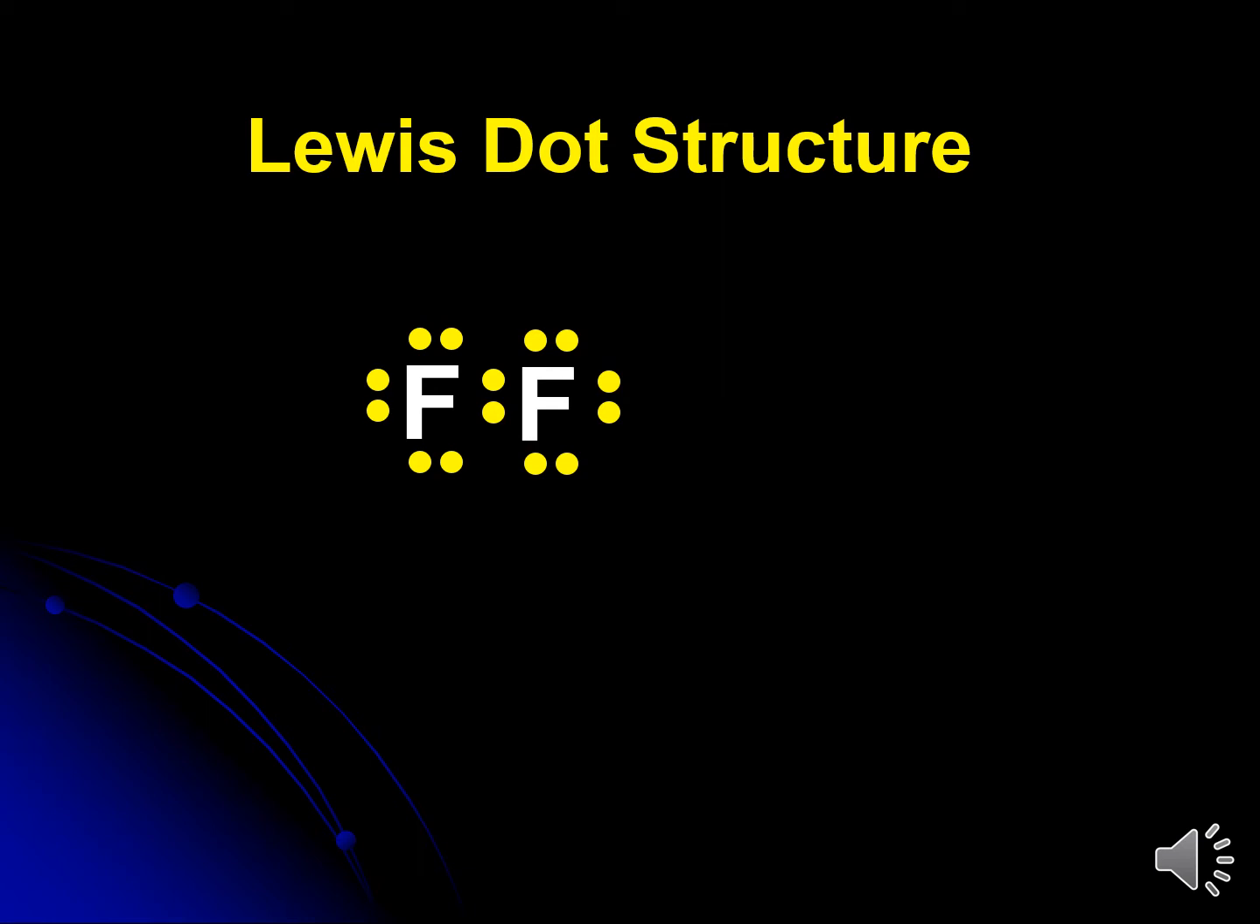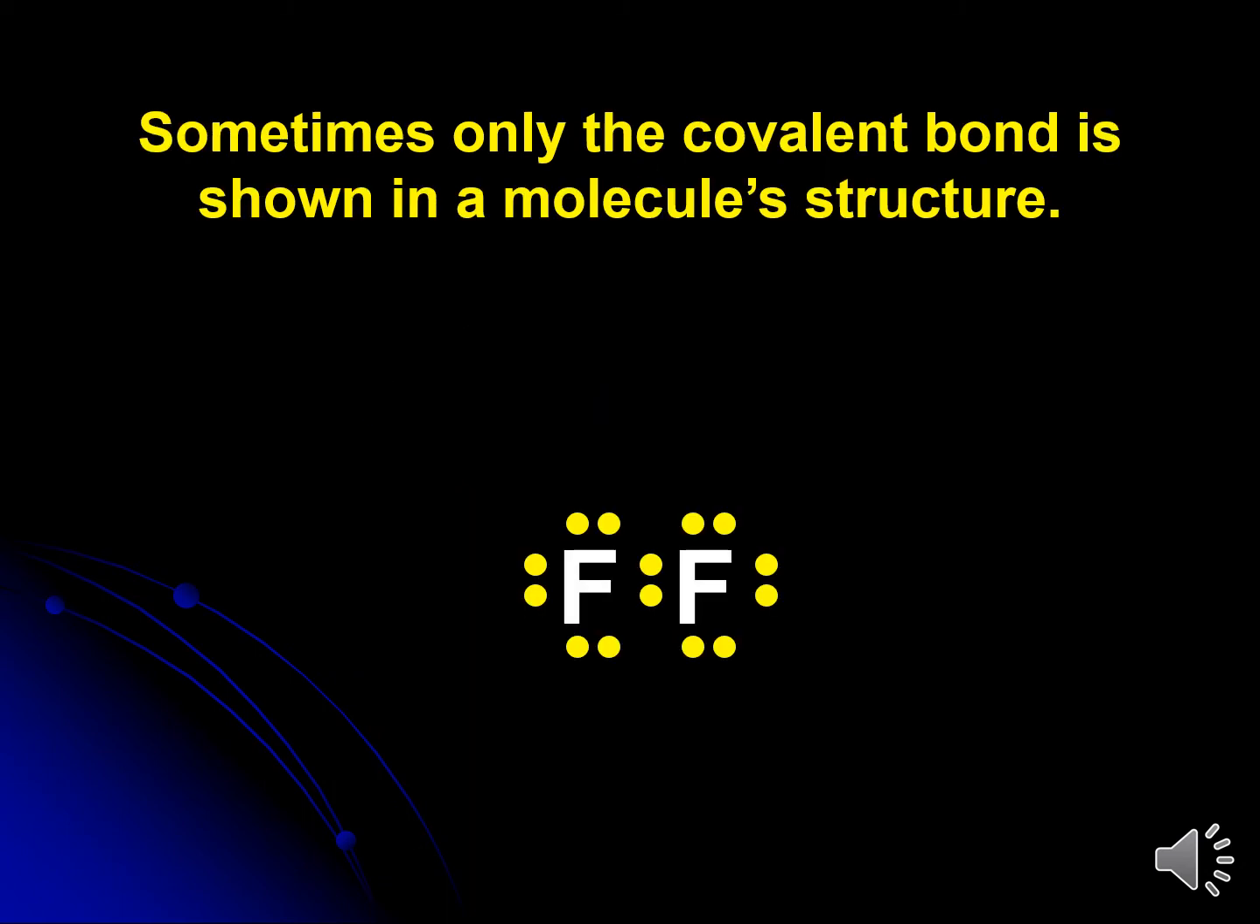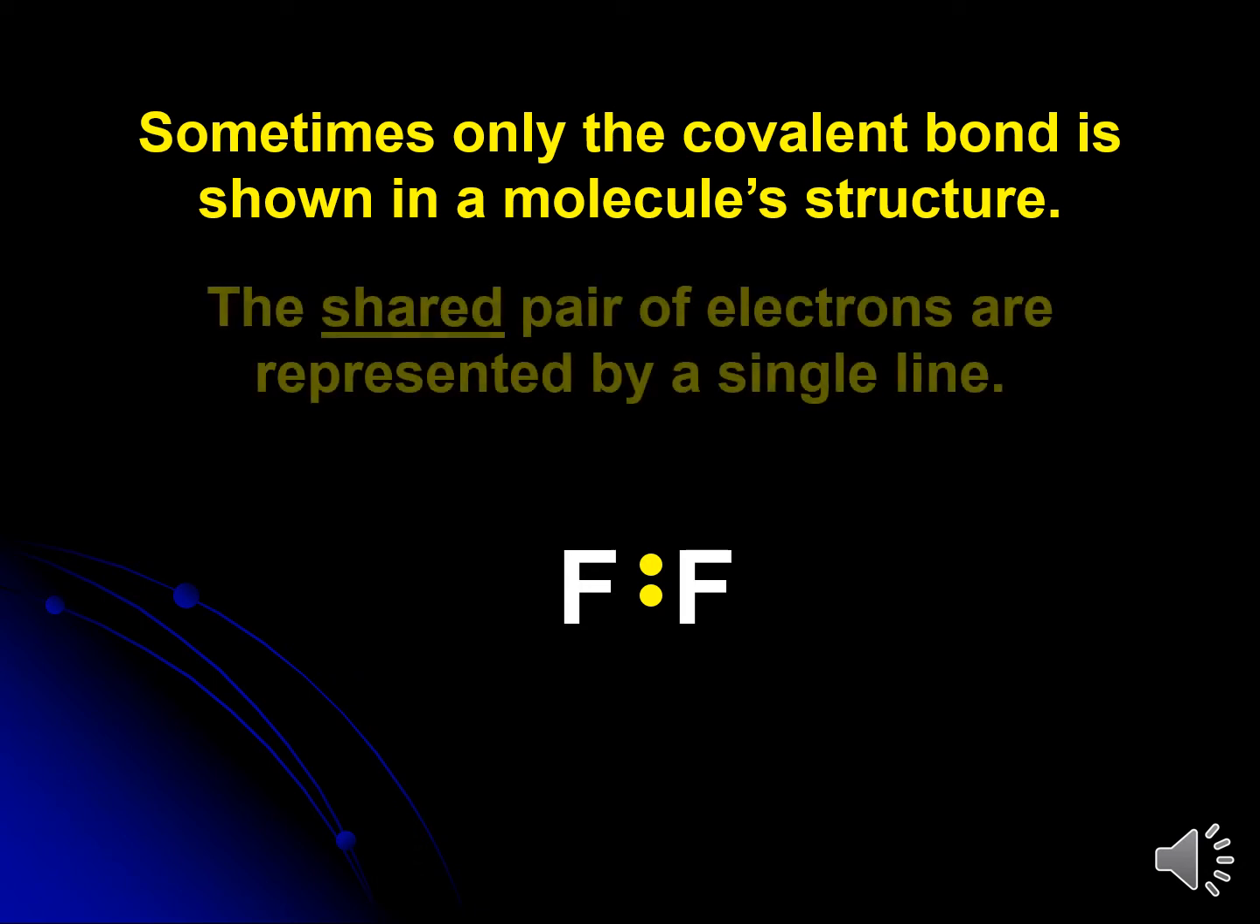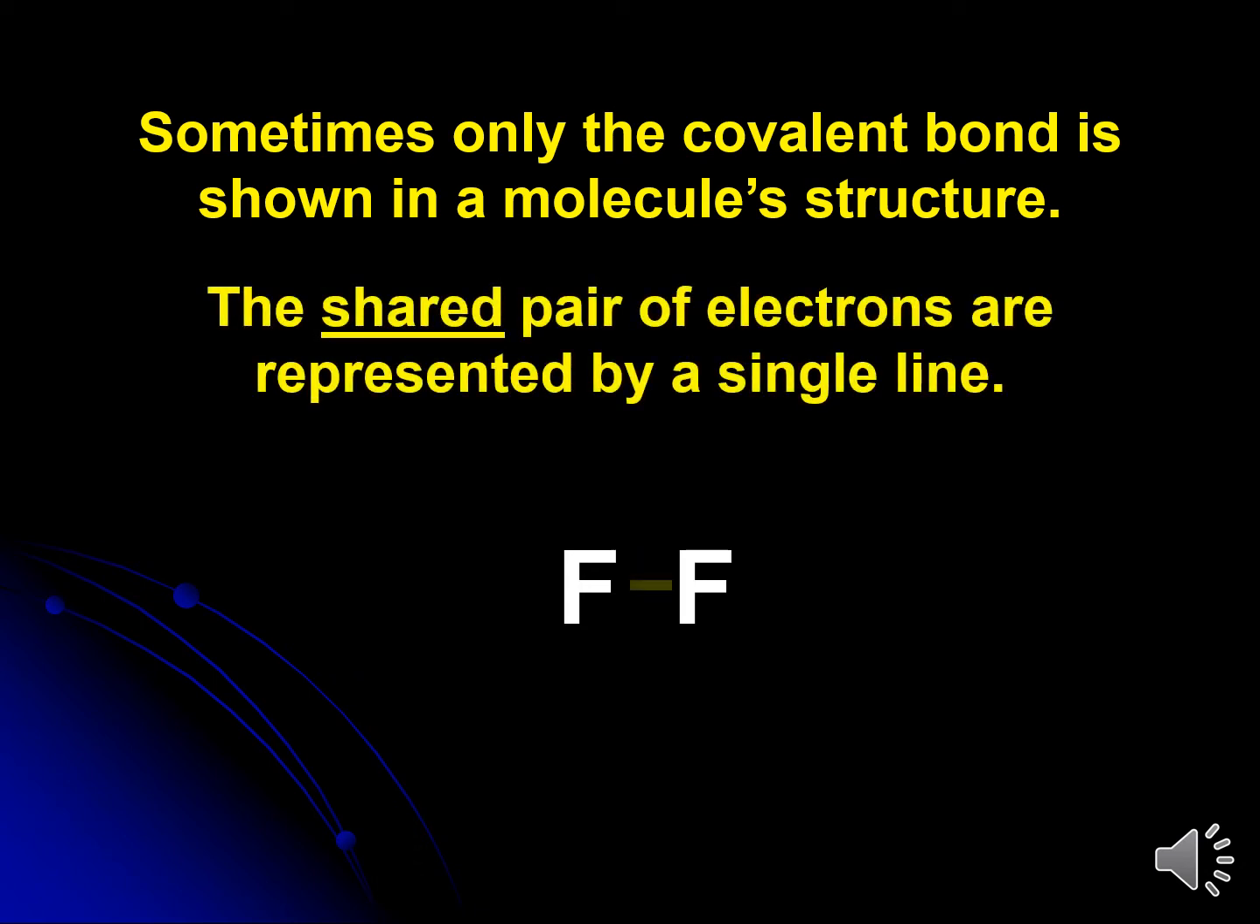Now, chemists have found a way to shorthand this so they don't have to draw all the rest of the dots. To them, the only thing that's really important is those two dots exactly in between the two fluorine atoms, because those two are going to be shared. So sometimes they just show those two dots, and then instead of showing the two dots, they want to show a bond, like a bridge. There's a bond in between those. So sometimes they reduce it down to just a single line like that.